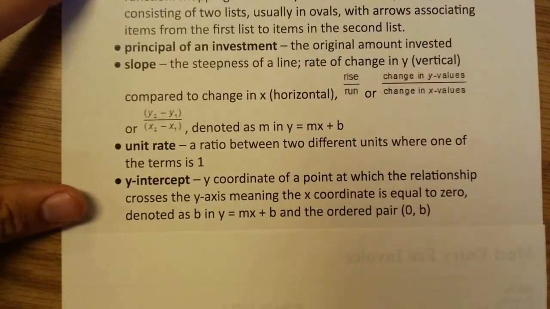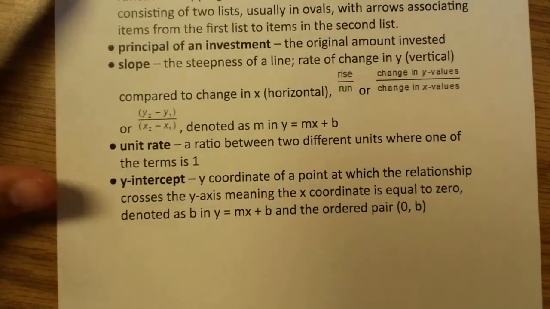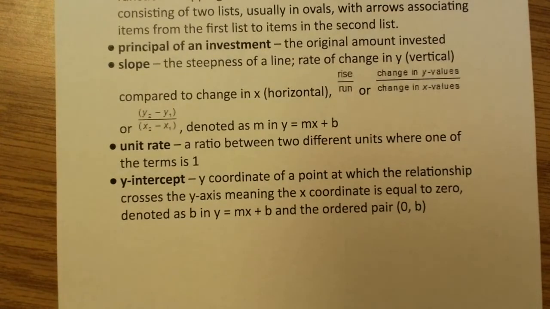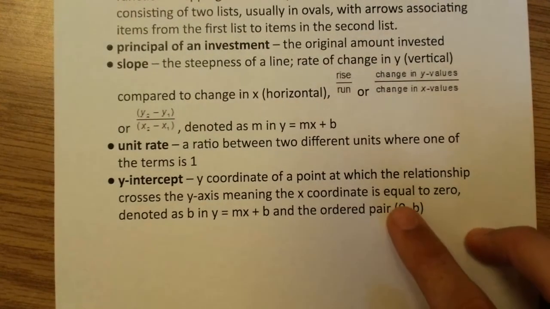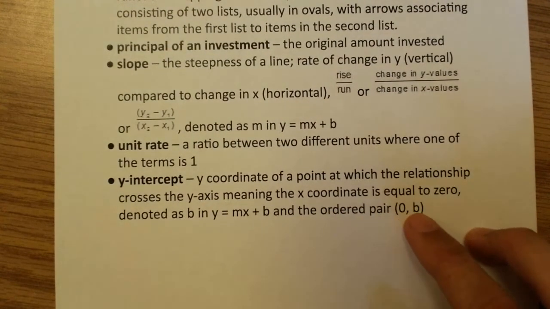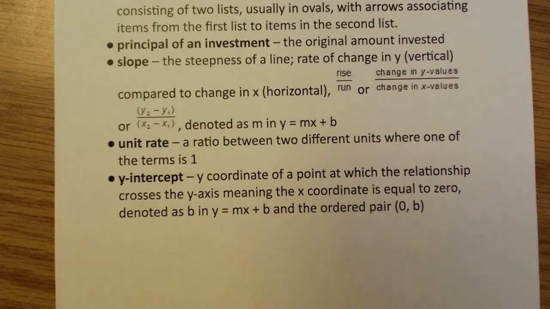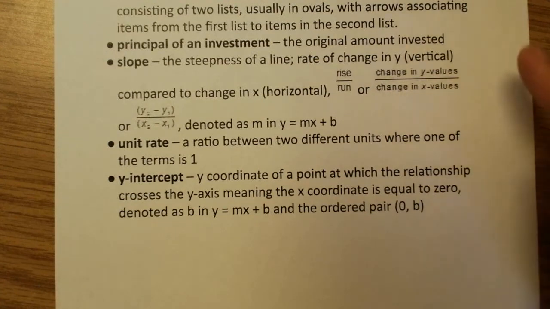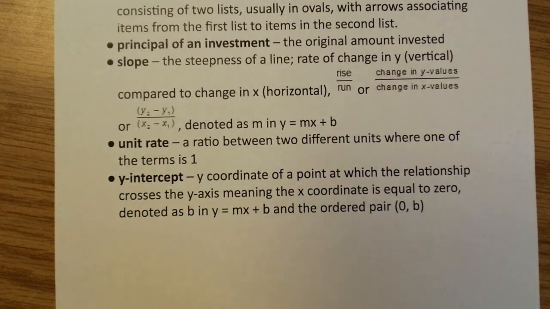Okay, and the last word is another one we should be very familiar with, and that is the y-intercept. Y-intercept is the y-coordinate of a point at which the relationship crosses the y-axis, meaning the x-coordinate is equal to 0. It's denoted as the b in y equals mx plus b, and the ordered pair (0, b). This ordered pair right here, it's wherever your x equals 0, whatever the y is, that is your y-intercept. So that's why this b is your y-intercept right there. It's where your x-coordinate equals 0. We know that x equals 0 all along that y-axis, anywhere on that y-axis. So then where x equals 0 is where your line would cross your y-axis.